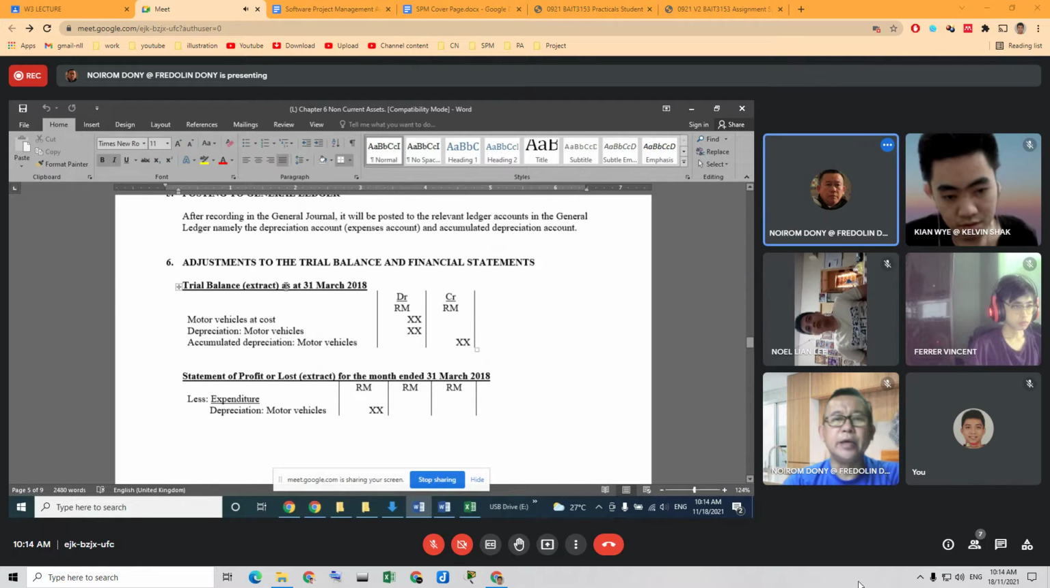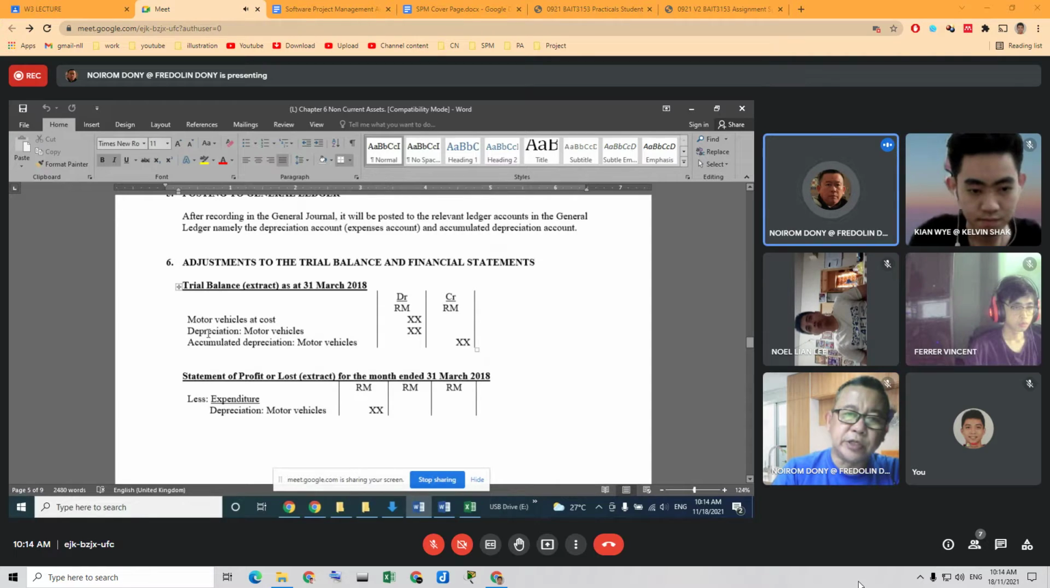Because of providing the depreciation, we list down everything related to depreciation. That is the motor vehicle at cost, the depreciation that we allocated, and the accumulated depreciation we credited.